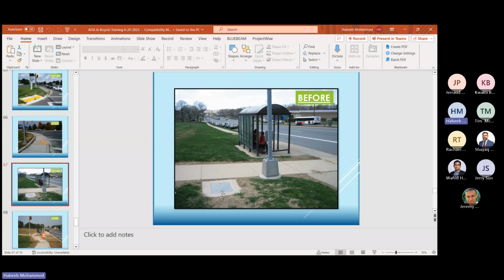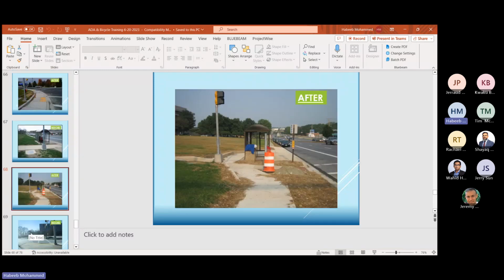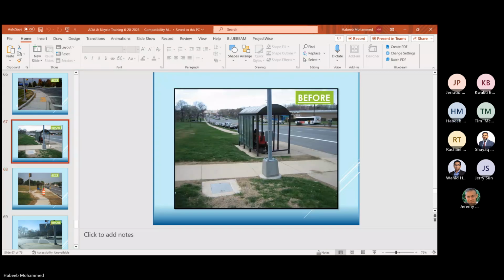You have a before picture, and then you have an after picture where you see that push button. Can you go to the before picture? Let's go ahead. What's the issue here? Is there an issue with this before? Yeah, I think the slopes were not good. Even though it looks like a flat area, the slopes were not good.